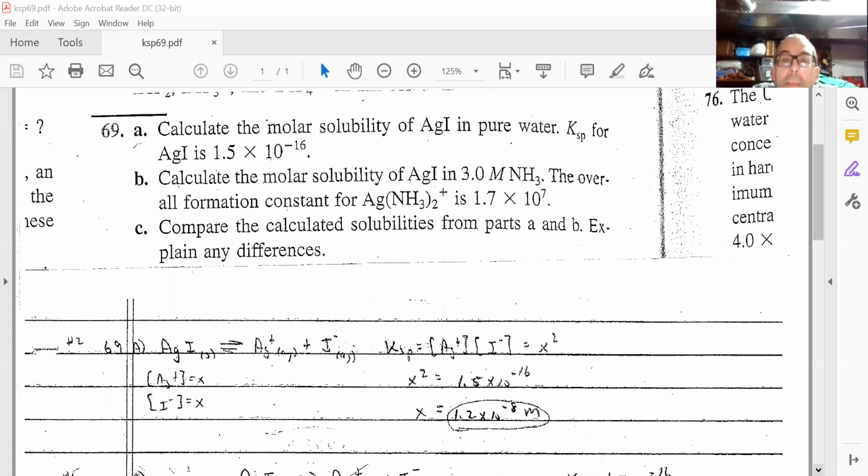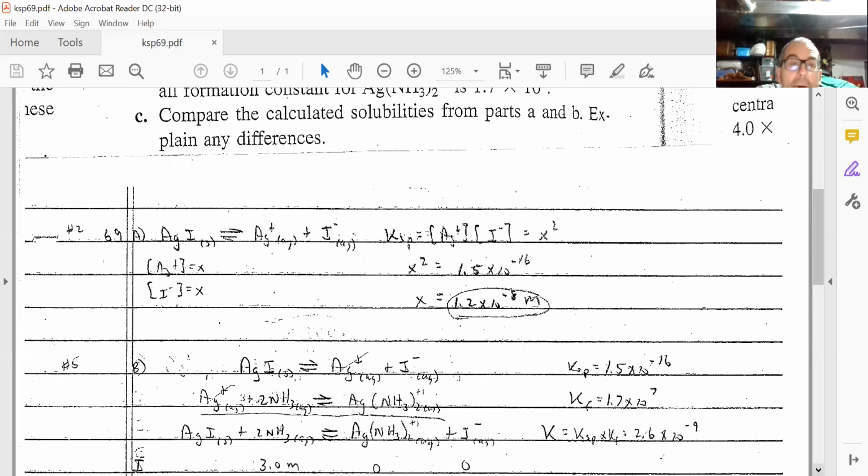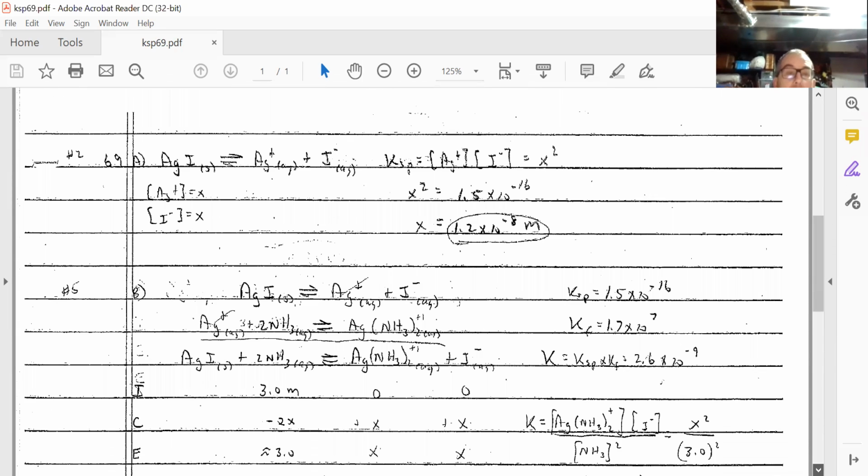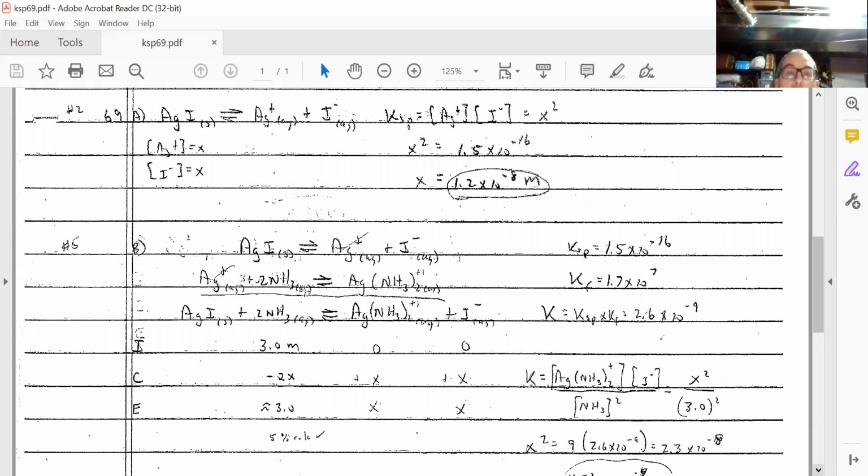The formation constant of Ag(NH3)2 plus is 1.7 times 10 to the 7th, and we know the AgI KSP. Let's meld these two things together. AgI forms Ag plus and I minus, with a KSP of 1.5 times 10 to the negative 16th. Then Ag plus plus 2NH3 forms Ag(NH3)2 plus. Notice I'm using the combined form to get the whole ligand. The Kf for the formation of this is 1.7 times 10 to the 7th.